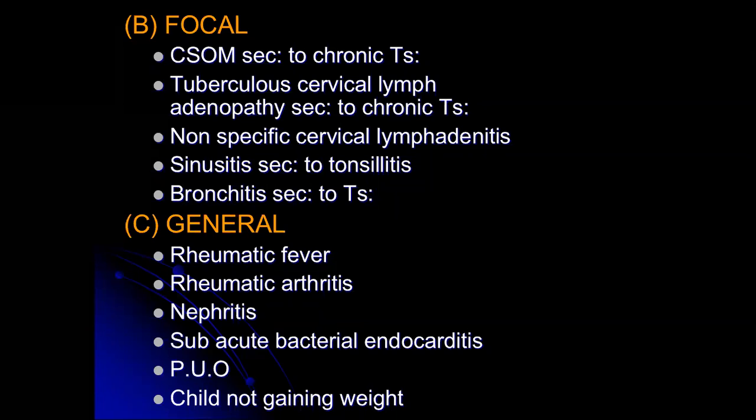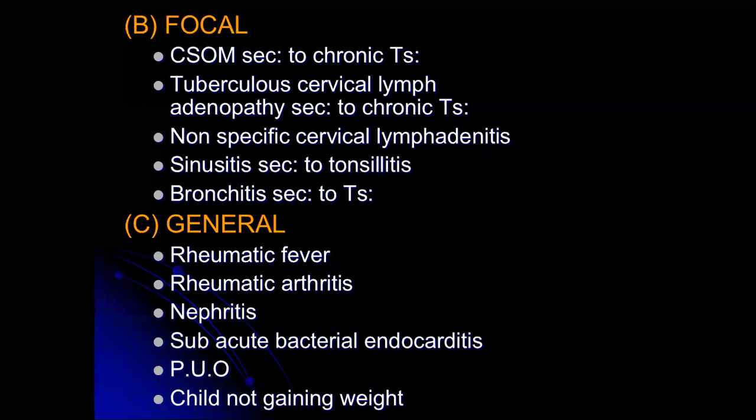Tuberculous cervical lymphadenopathy due to chronic tonsillitis. If there is involvement of lymph nodes on both sides and the cause behind it is chronic tonsillitis, we are going to operate on these tonsils. Non-specific cervical adenitis: if nothing is found and treatment has been given, but there is still lymphadenopathy, at that time we also do a tonsillectomy.